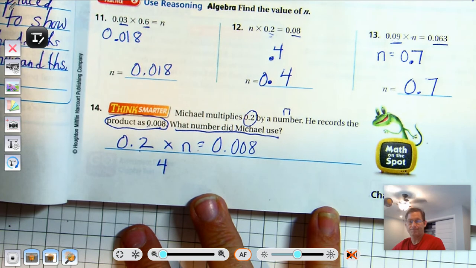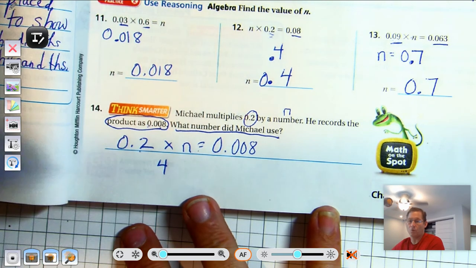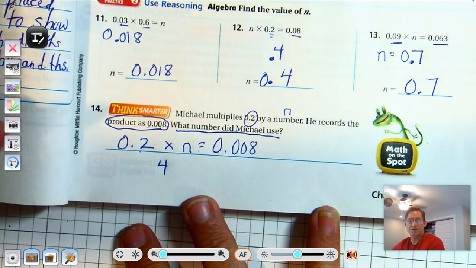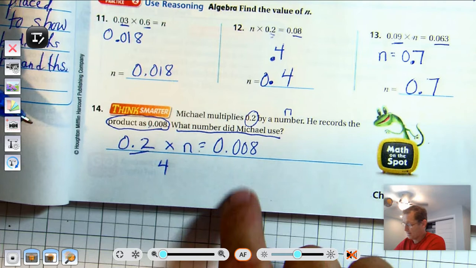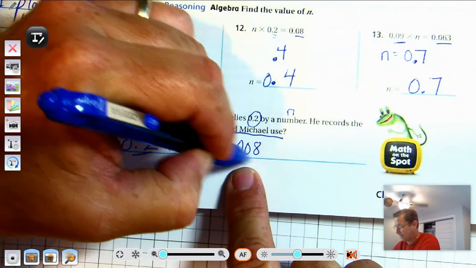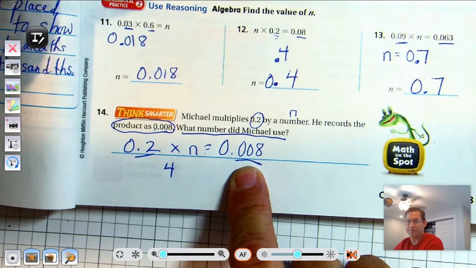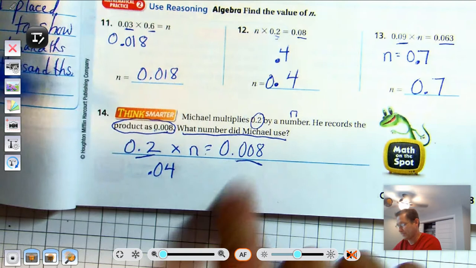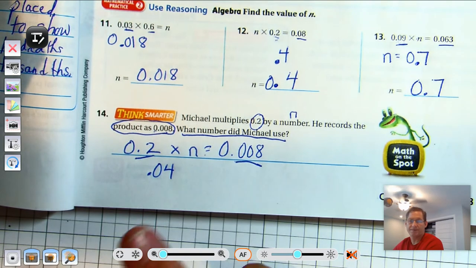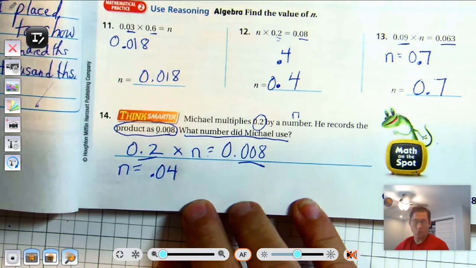4. All right, now we have to figure out what is the value of the 4. Is it 4? Is it 4 tenths? Is it 4 hundredths? Is it 4 thousandths? Well, here we're multiplying by a tenth, right? And our product is in the thousandths. So a tenth times what gives us thousandths? 100th. Okay, so 100th times a tenth is thousandths. So n equals 4 hundredths.